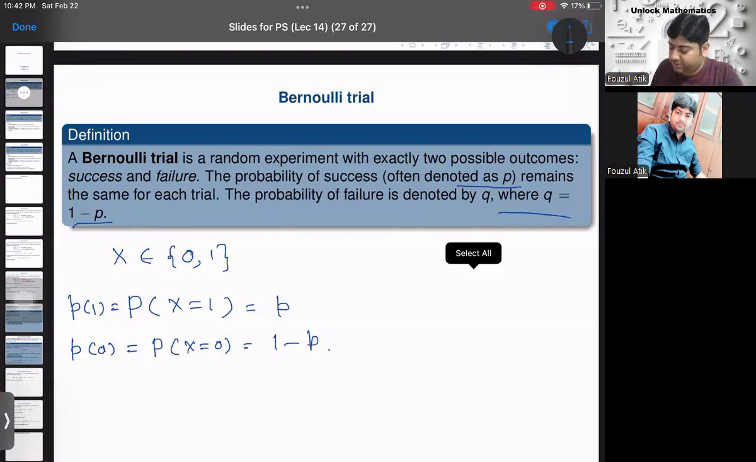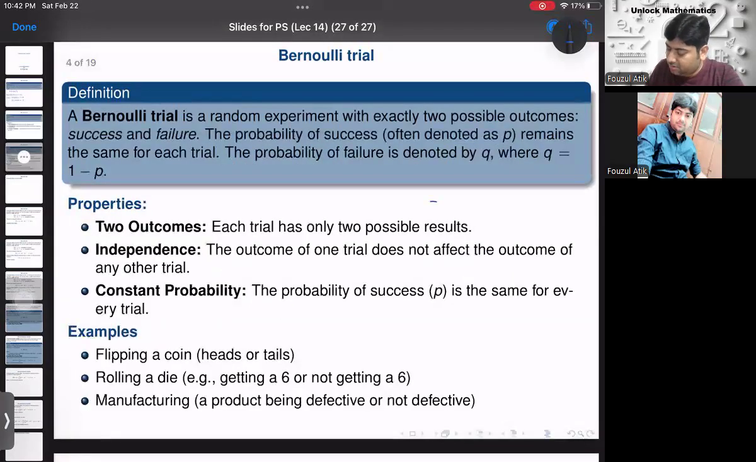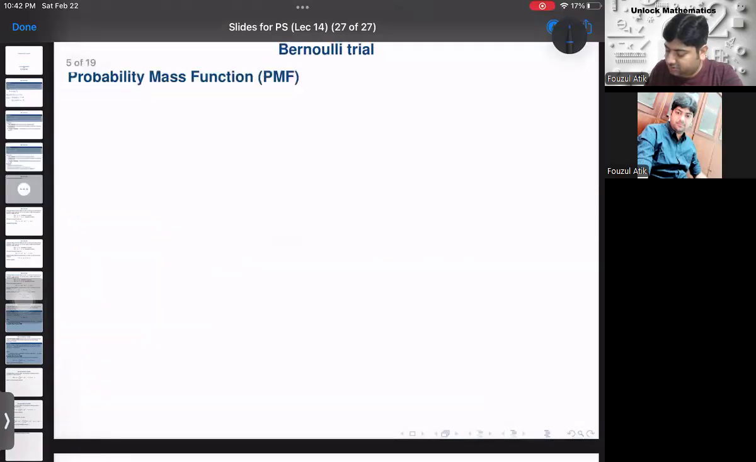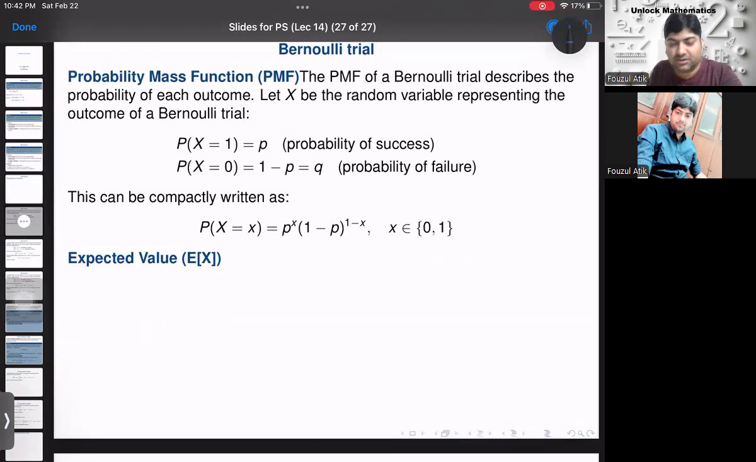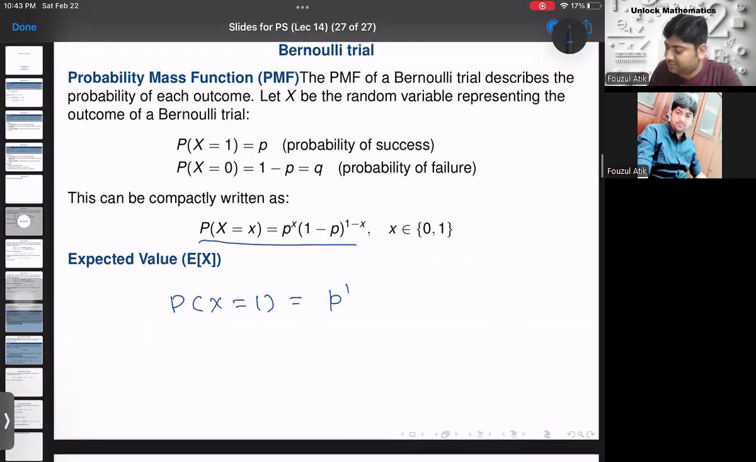Now both the things together, we'll write in this way: P of X equal to x is equal to p to the power x into (1 minus p) whole to the power 1 minus x. See, just put x equal to 1. What will happen? It is small p to the power 1 into (1 minus p) to the power 1 minus 1, which is 0. So this is p only, right?